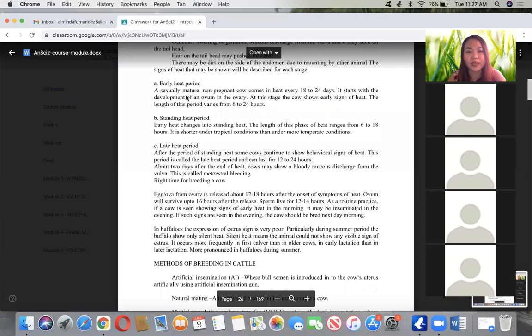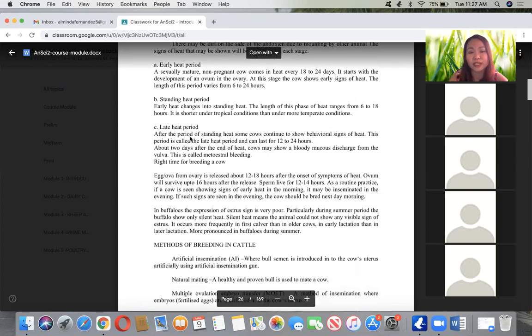For early heat, a sexually mature non-pregnant cow comes in heat every 18 to 24 days. So this is her cycle. It starts with the development of the ovum, the follicle I mentioned earlier, and the length of this varies from 6 to 24 hours, so just 1 day. Early heat changes into standing heat, and this ranges from 6 to 18 hours only, so within 1 day. It is shorter under tropical conditions than temperate conditions, so it lasts longer if it is cold.